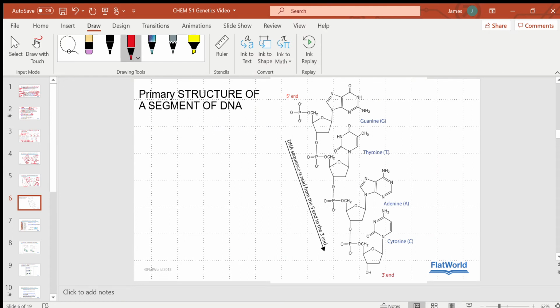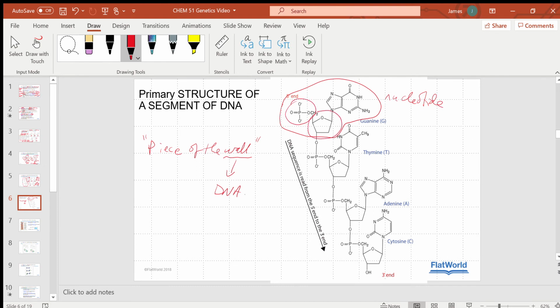Okay, let's look at a piece of the wall. So this is a piece of the wall where the wall is DNA. So first of all, we can see the bricks. We know that that's a nucleotide because it's got the phosphate group, it's got the Haworth projection of the sugar, it's got the base.